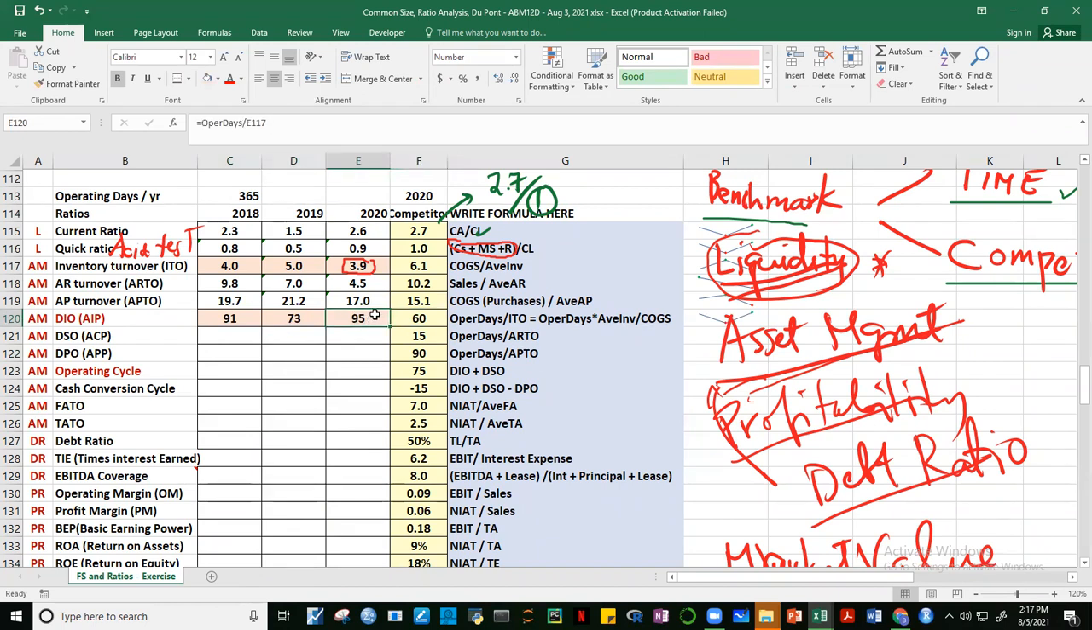Nandoon pa rin tayo sa either production period or ibebenta pa lang natin. So dito talong-talo na tayo guys. 60 days lang nabenta na nila.